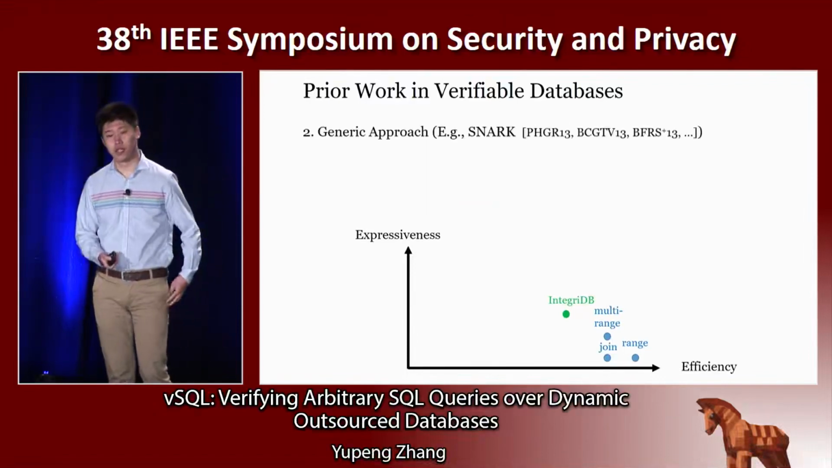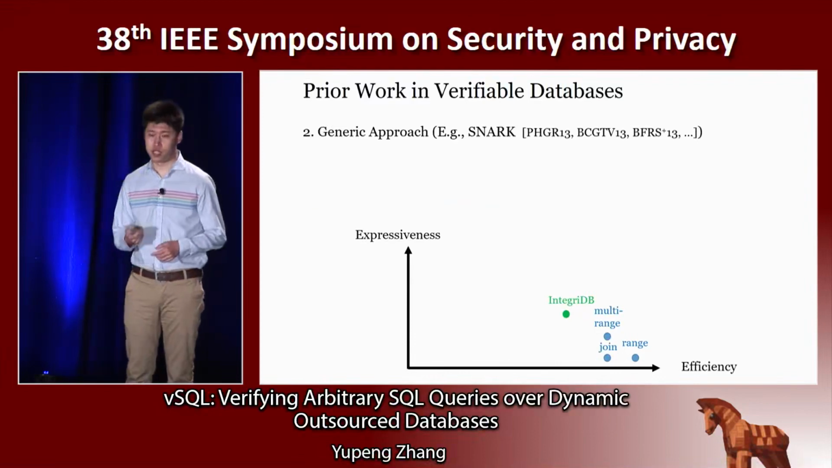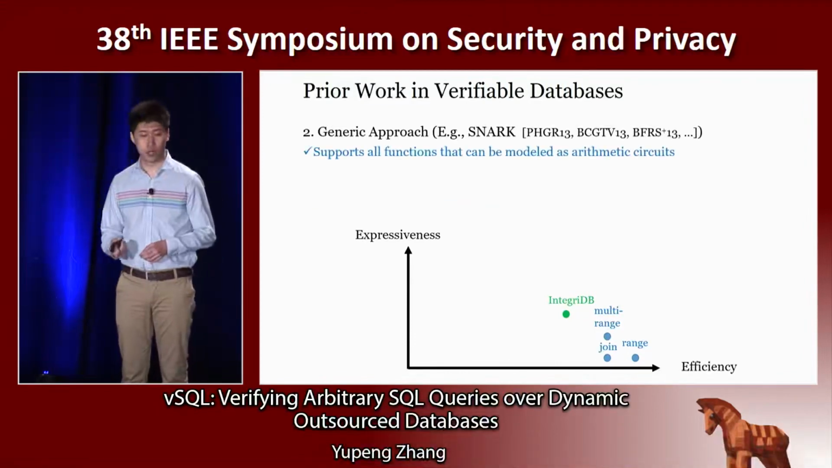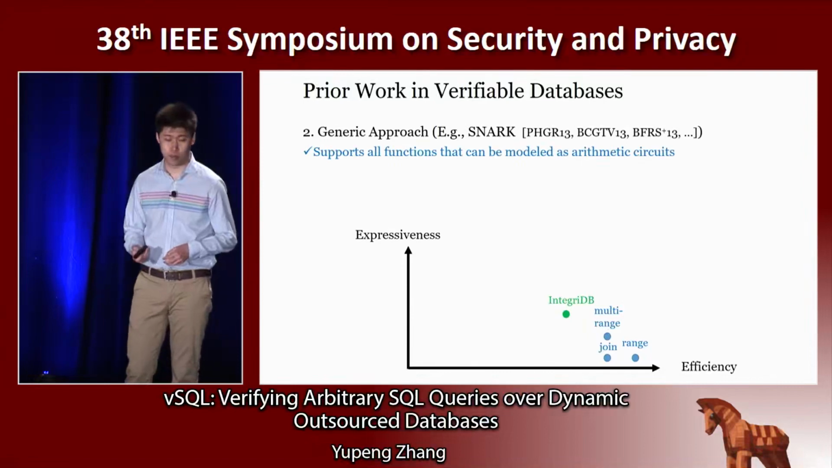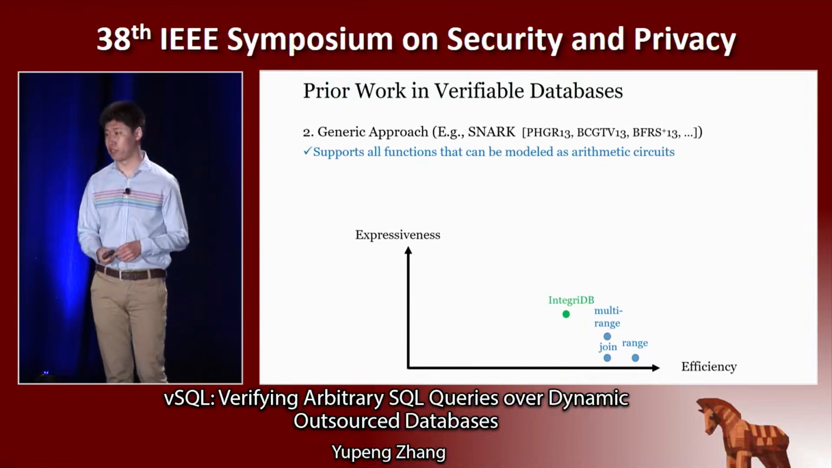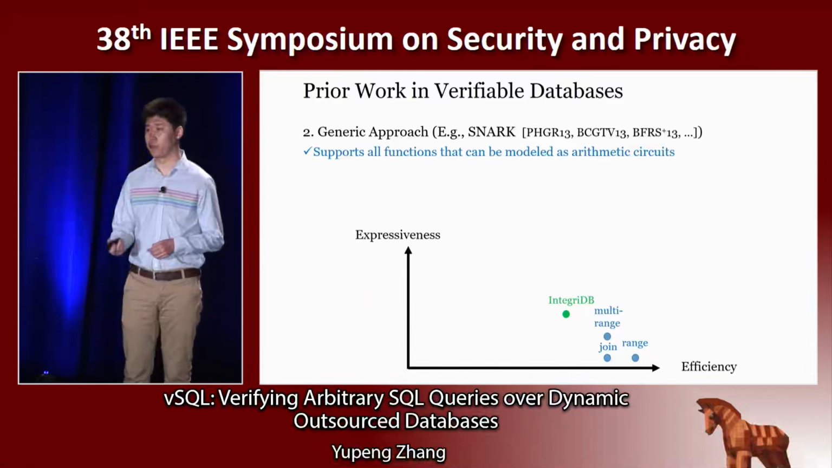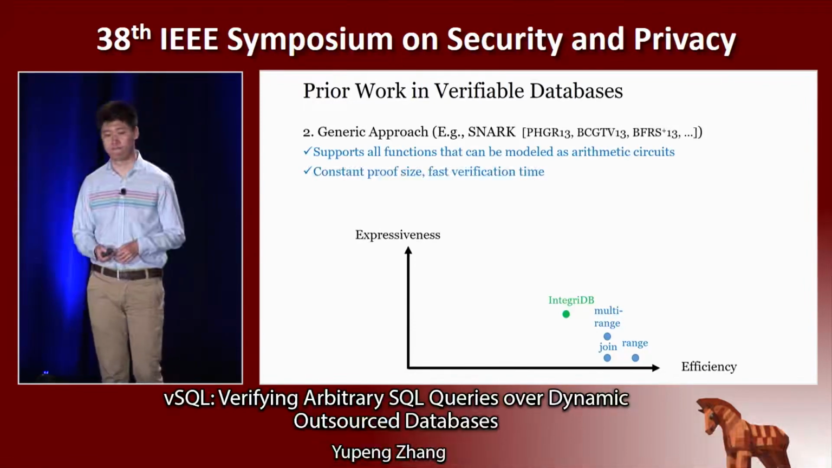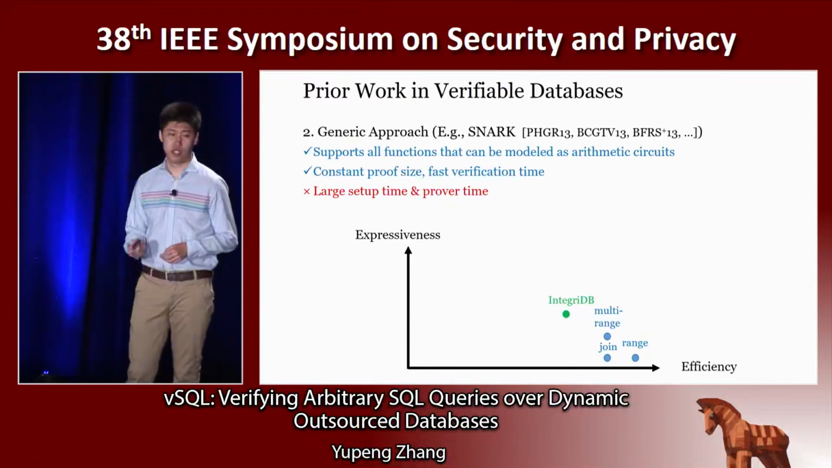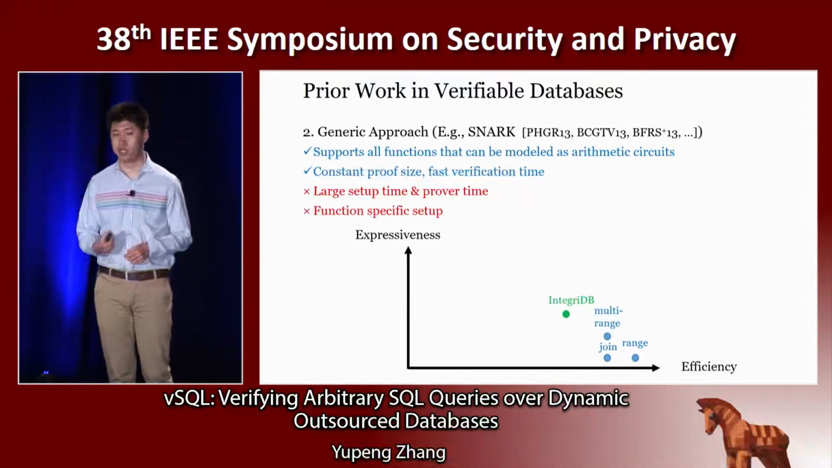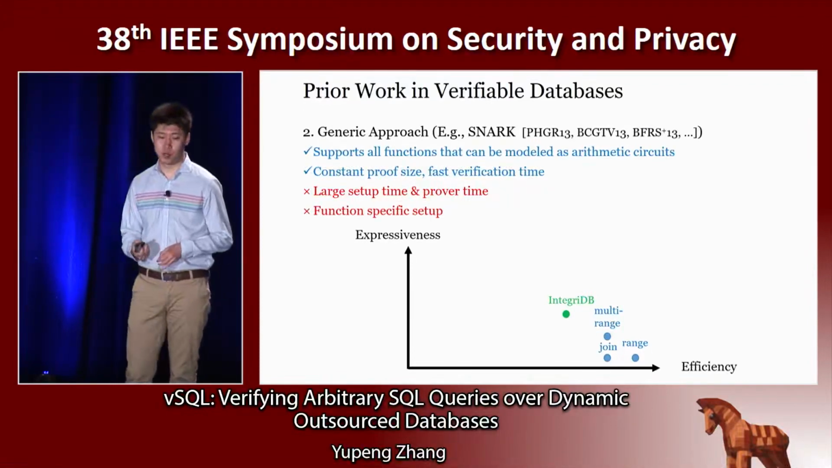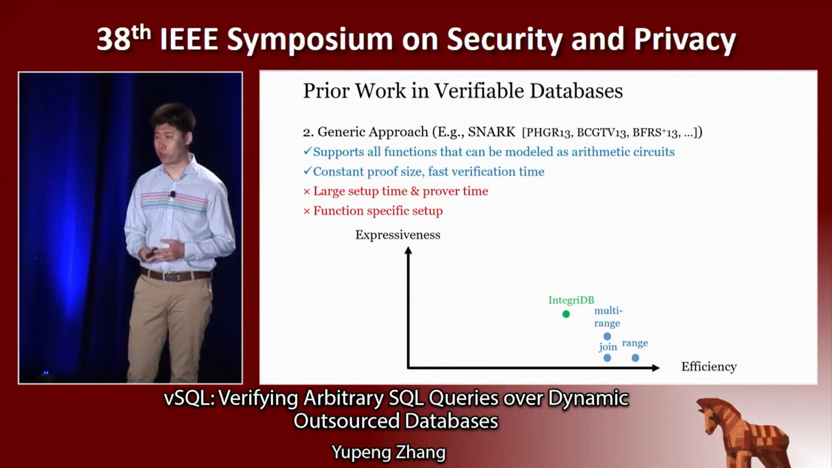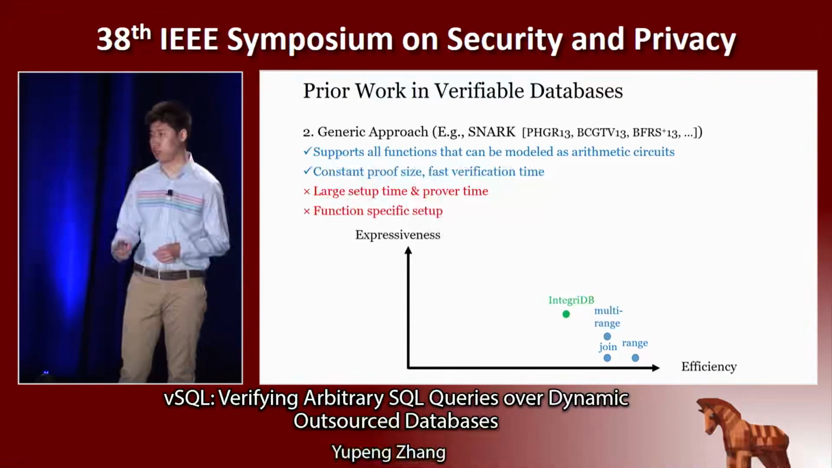The next category is called the generic approach. An example is SNARKs. In principle, SNARKs can support all possible functions that can be modeled as arithmetic circuits, which are circuits with addition and multiplication gates. Plus, it always generates constant-size proofs, and the verification time is very fast. But the problem is that it usually introduces a big overhead on the setup time and prover time. In addition, it needs a function-specific setup phase. For each function you want to support, you need to pre-process separately.